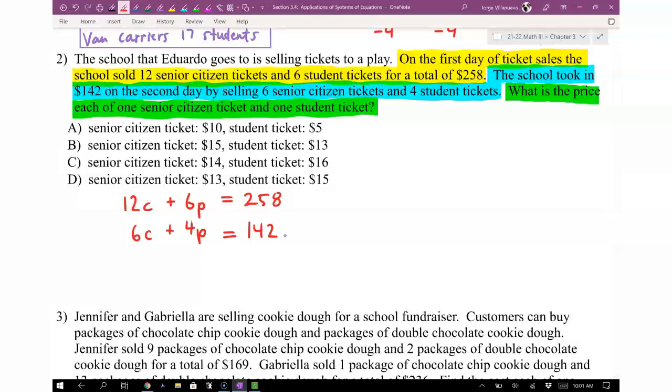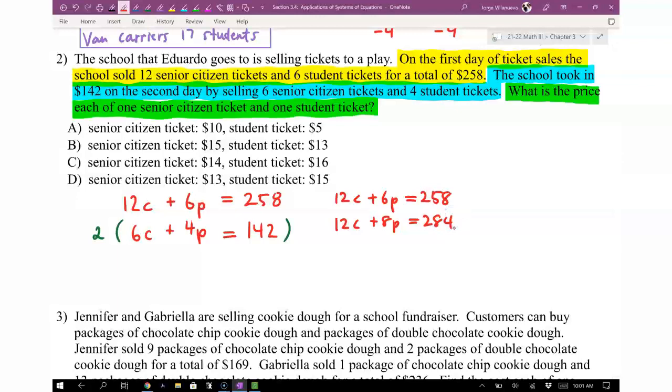But right now, none of the numbers in front of the letters match up, so I'm going to force them to match. I'm going to multiply the bottom one by 2, because 2 times 6 is 12, right? I can eliminate the C value, okay? So I'm going to multiply by 2. Let me rewrite this. 12C plus 6P equals 258. And then when I multiply, this is 12C plus 8P equals, what is that? That's 284. So are we good so far?